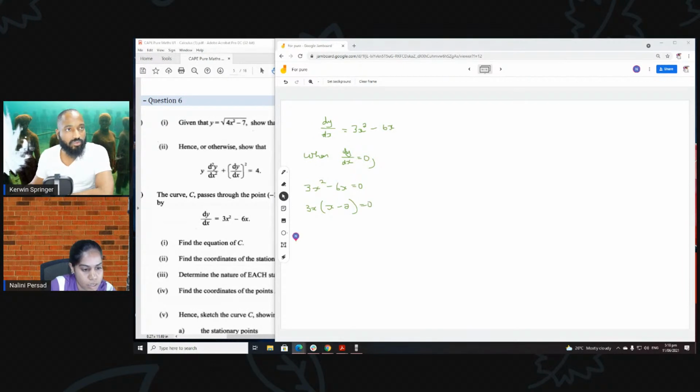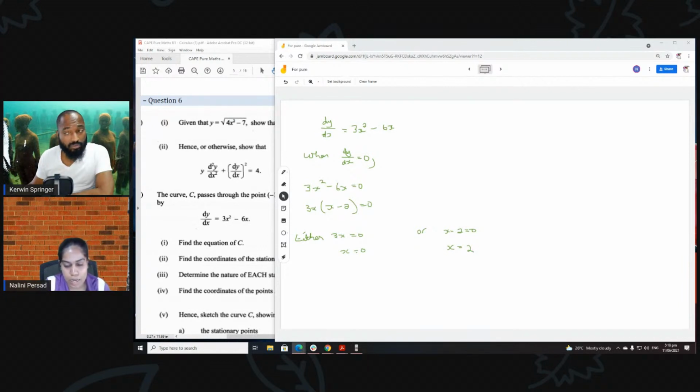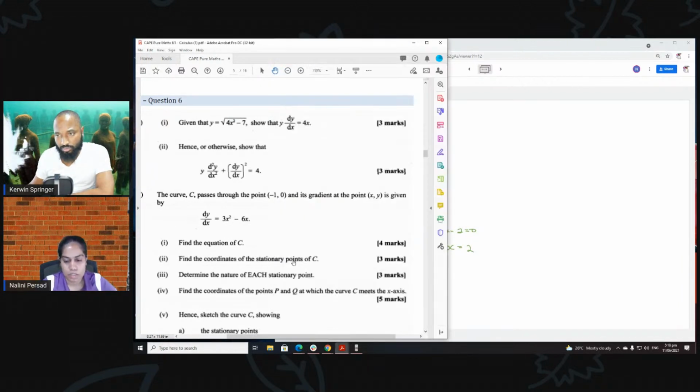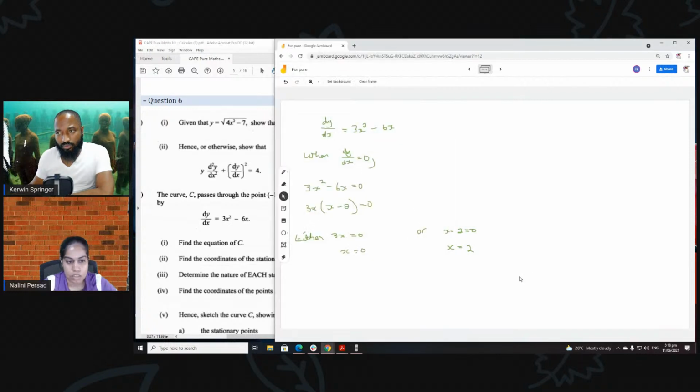So we have that either 3x equals 0 or x minus 2 equals 0. So when 3x is equal to 0, x is 0 divided by 3, which is 0. And when x minus 2 equals 0, x is equal to 2. So those are the two x coordinates. We need to find the corresponding y coordinate.